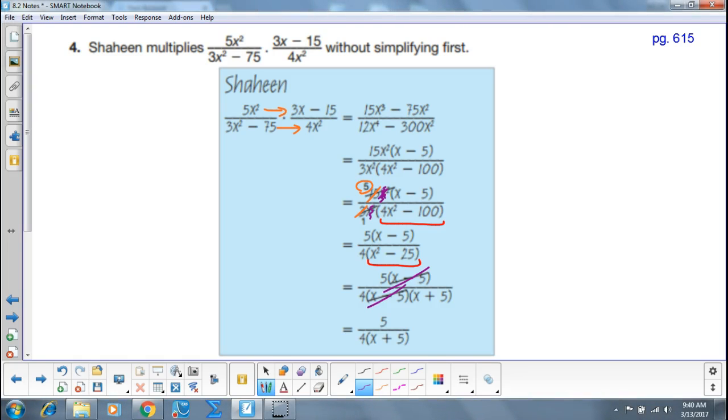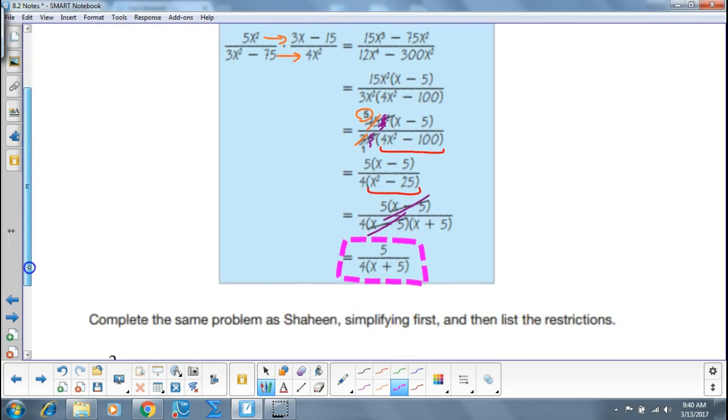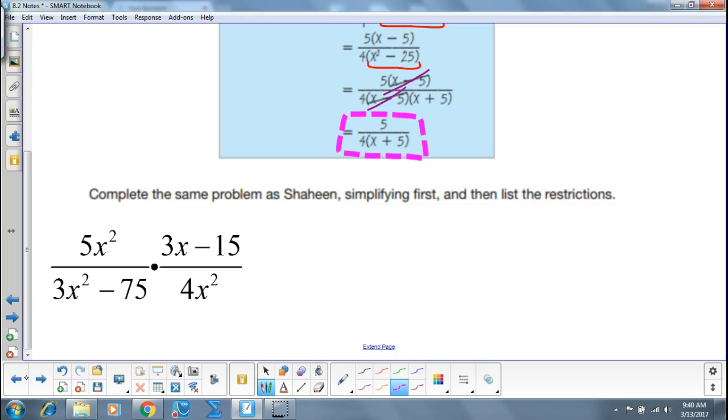Okay? All that math is good. The answer here is 5 over x, or 4 times the quantity x plus 5. That is the true answer. Okay? You now do the exact same problem, except you're going to simplify first. So do all of your factoring in all 4 of your parts. Do all of your factoring. And then see if you get the exact same answer.